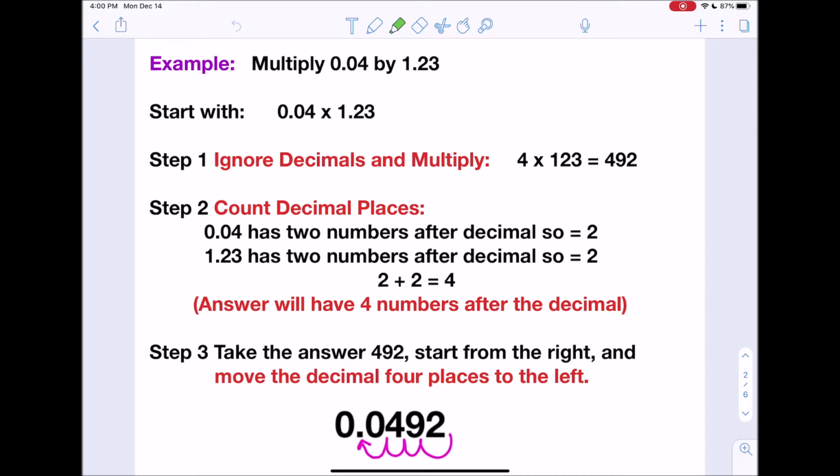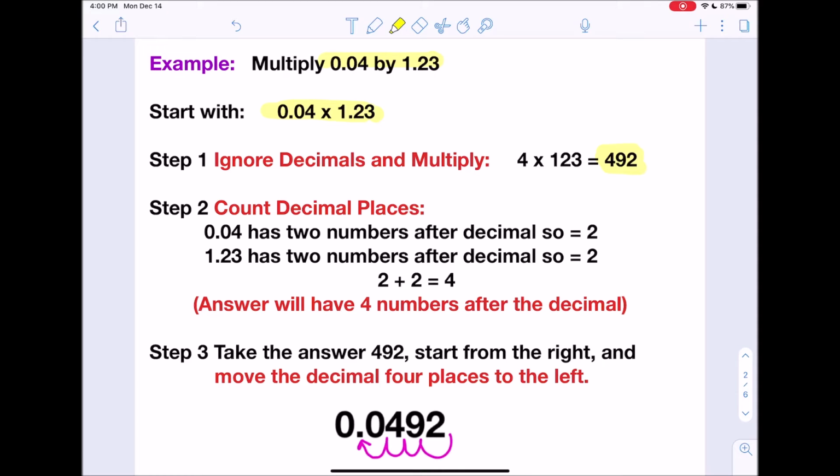So here's our first example. We have 0.04 times 1.23, okay? That's our problem. So step 1 says ignore the decimals and multiply like normal. So instead of 0.04 and 1.23, we're going to take away the decimals and make them whole numbers, and we have 4 times 123. And that's going to equal 492. Now that is our answer. We just now need to figure out where to put the decimal in our answer.